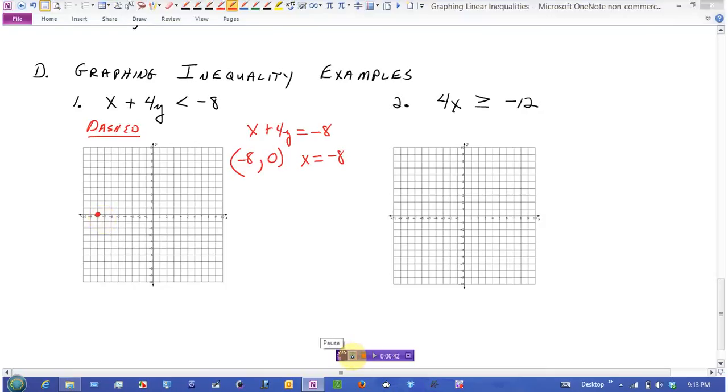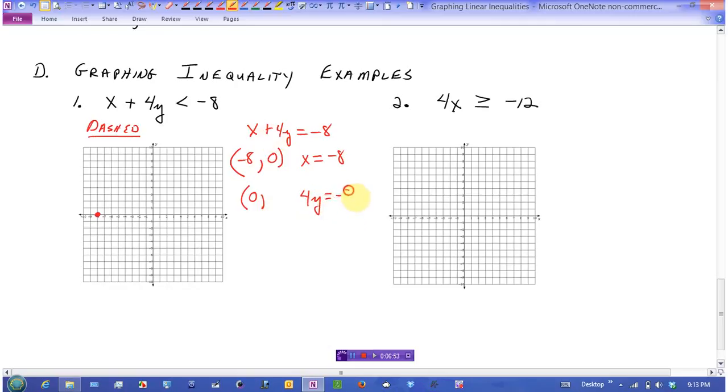Next, let's find the y-intercept. For that, I'm going to put the x value equal to 0. And if x is 0, I would end up with 4y equal to a negative 8. So y would be equal to a negative 2. So the point 0, negative 2 would be another point. And so let's go ahead and plot the line, and it's going to be a dashed line, and I don't have a ruler, so this isn't going to look very good.